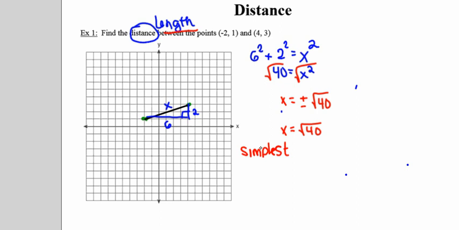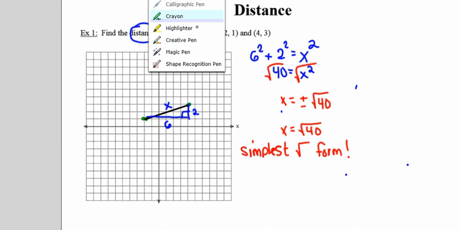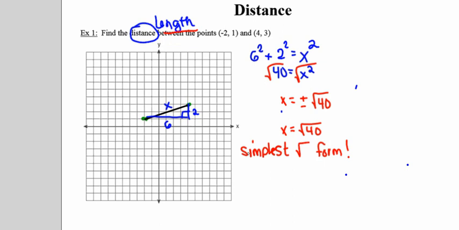unless we're told to find to the nearest tenth or the nearest integer, or to round it in some other way. So the question, notice, doesn't say find this in simplest square root form, but you have to know that if no other directions are given, we'll always find this length in simplest square root form.